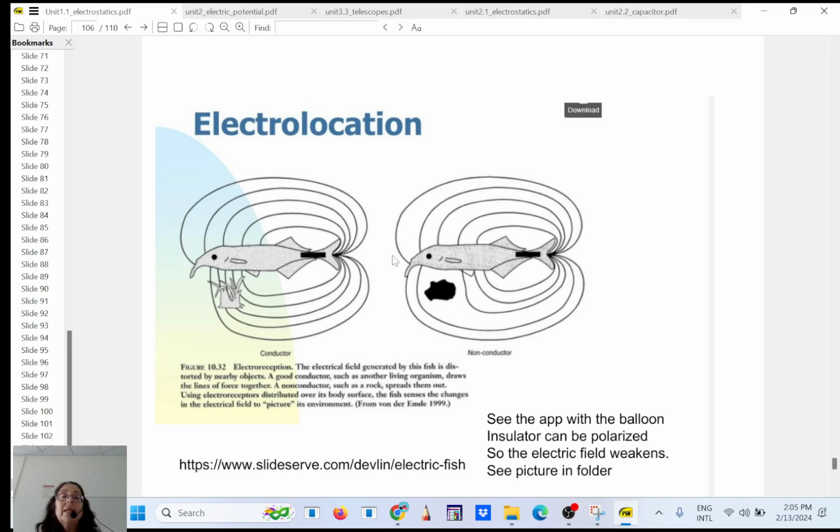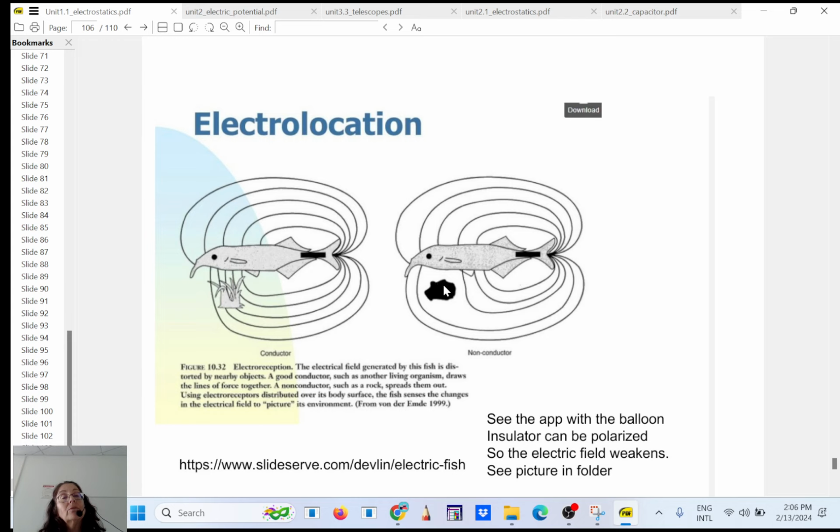For example, if there is a conducting material here, something that it can eat, something living, like a calamari or something that is living, you see that the electric field cannot penetrate inside. The electric field goes on the surface, so it will be polarized. One side will be plus, the other side will be minus, but it cannot penetrate. So it will increase the electric field here.